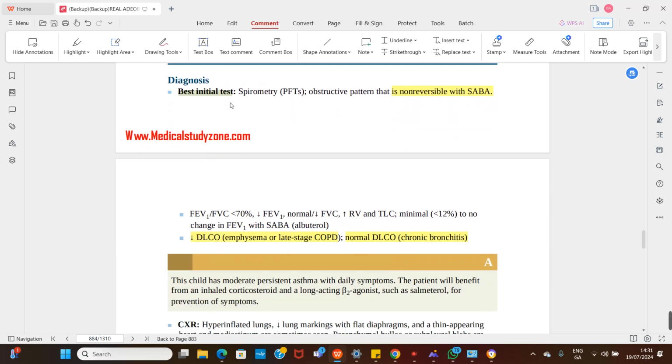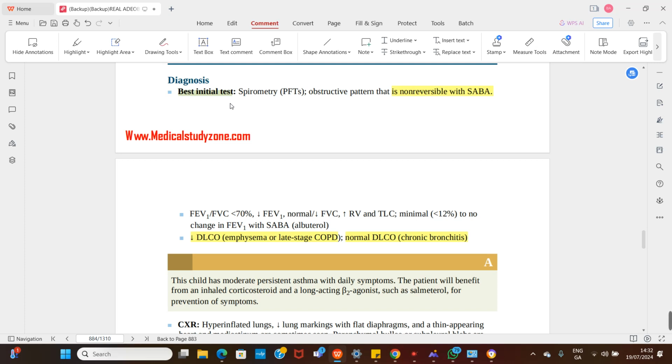But for COPD, what you are going to see in the question stem is the obstructive pattern, less than 70. But if you give your SABA, you are not going to get those values that you have talked about. It's not going to increase by more than 200 mils, and it's not going to increase by more than or equal to 12%.